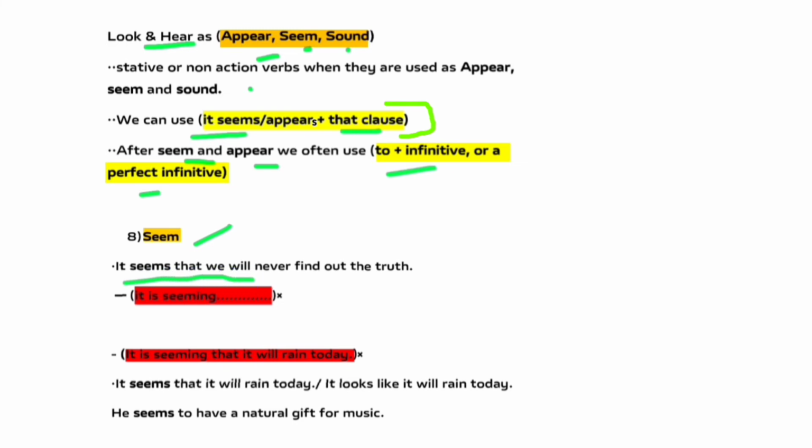It seems that we will never find out the truth. We cannot say it is seeming. That would be wrong. Have you ever heard someone saying that it is seeming that it will rain today? Either we can say it seems that it will rain today or it looks like it will rain today. And similarly, he seems to have a natural gift for music. It's a perfect infinitive here.